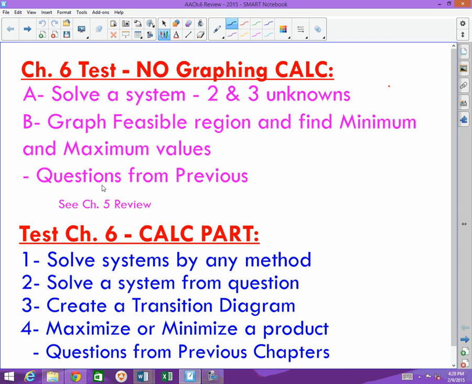On the calculator part, solve systems by any method, solve a system from a question, create a transition diagram, and maximize or minimize a product. And then questions from previous chapters as well. Same thing there. This first video will only deal with the non-graphing calculator part. Video 2 will deal with the graphing calculator part.